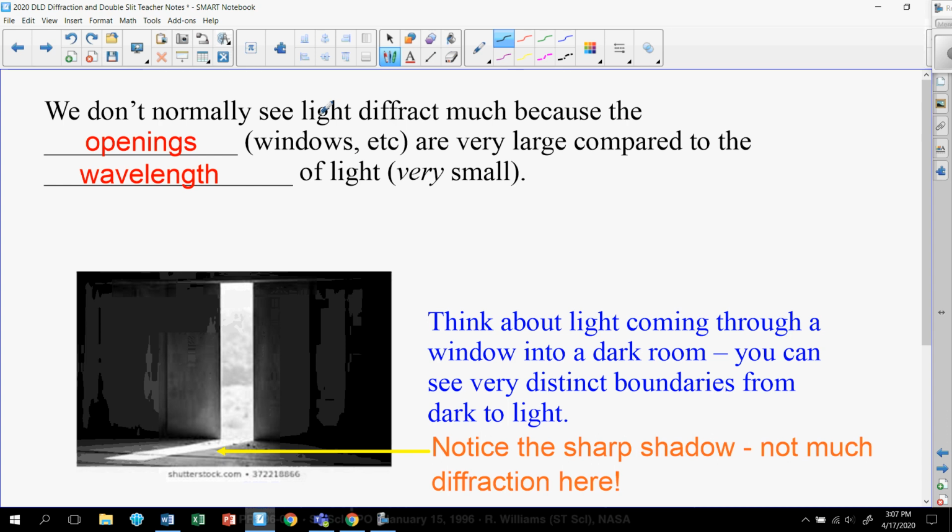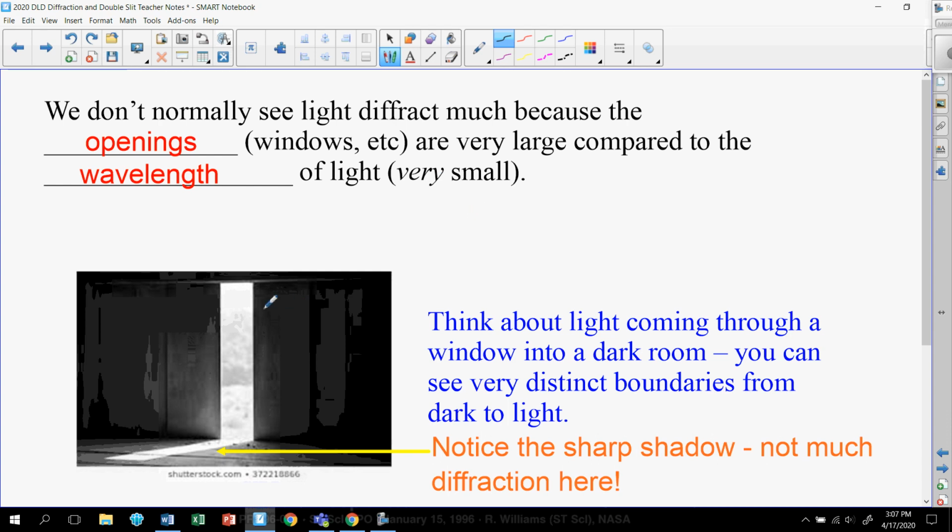All right. Now, this is really important because when we talk about light, most of the time when we see light going through openings, going around obstructions, through a window, or when you see shadows being formed, those openings are really, really large compared to the wavelength of light. The wavelength of light is really, really small. It's like 10 to the negative 10, negative 15, depending on what type of electromagnetic wave it is. But in other words, the wavelengths are very, very small.